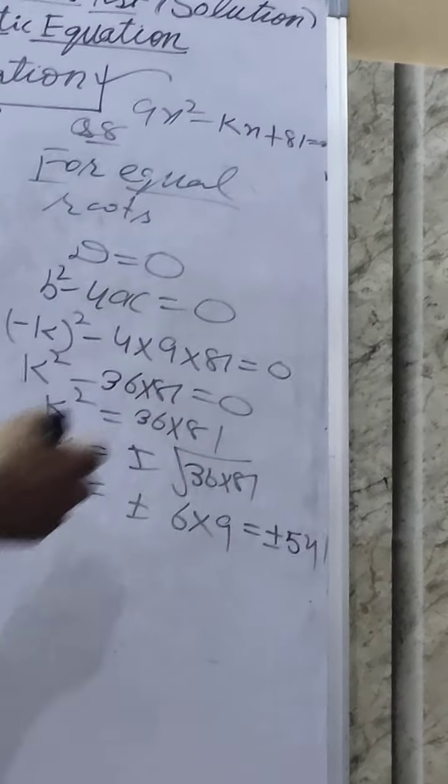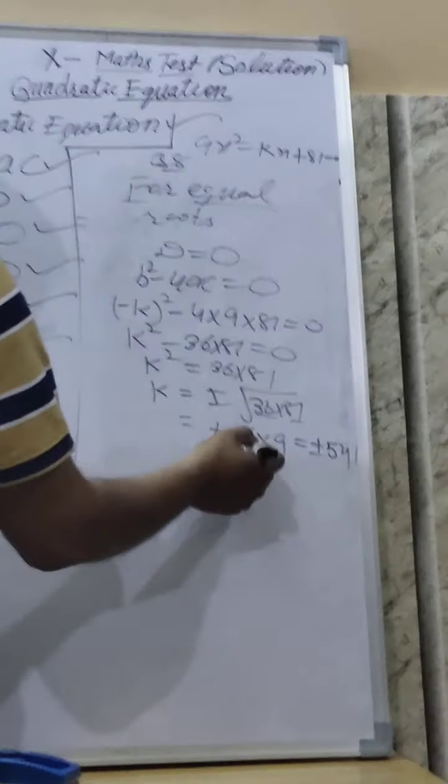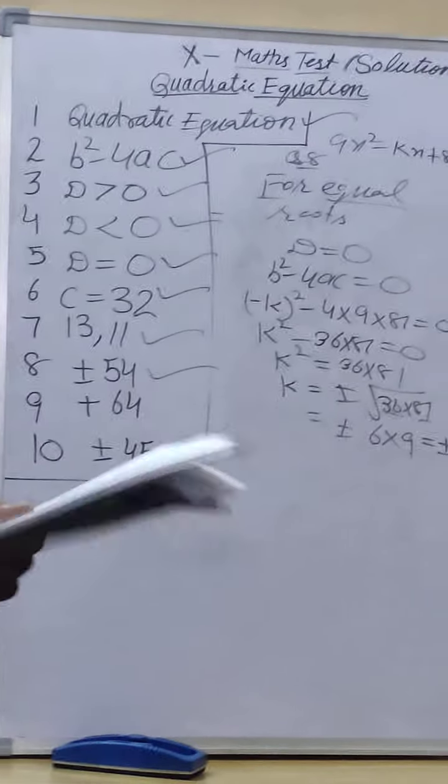Don't waste time. Some students multiply 36 into 81, then find out the pair and then the square root. That is lengthy, not tough, lengthy. You waste the time. So in this way also you can do this. You got 36 square root 6, 81 square root 9. So its answer is plus minus 54.